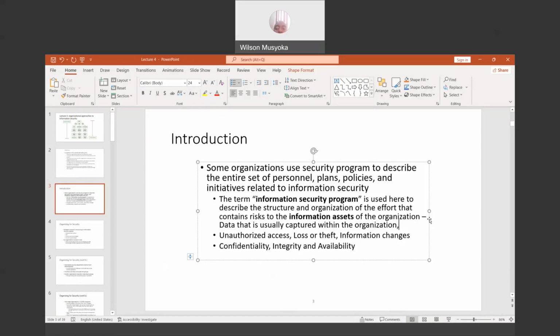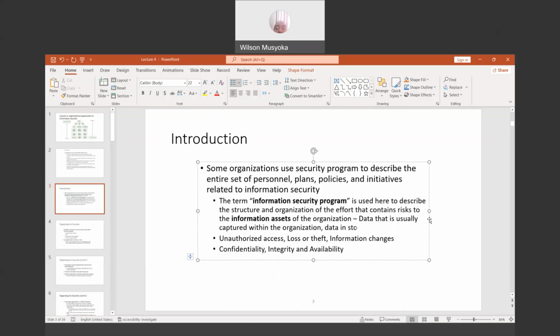Then there will also be the data that is stored. So we could be talking about data in storage. Then we could also be talking about data in transmission.